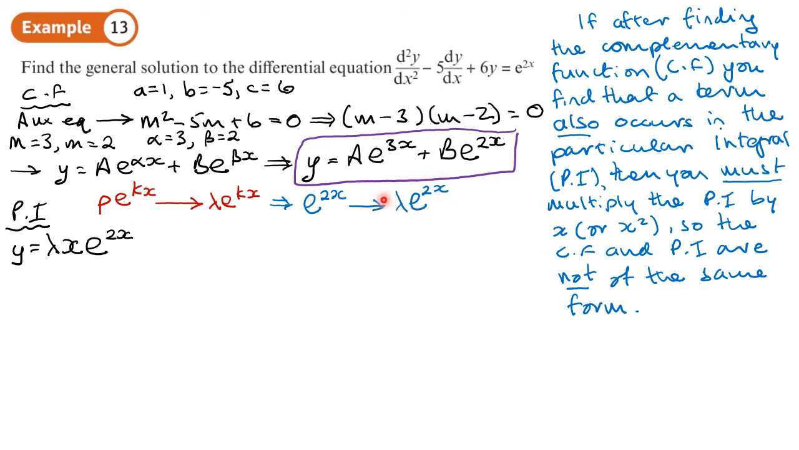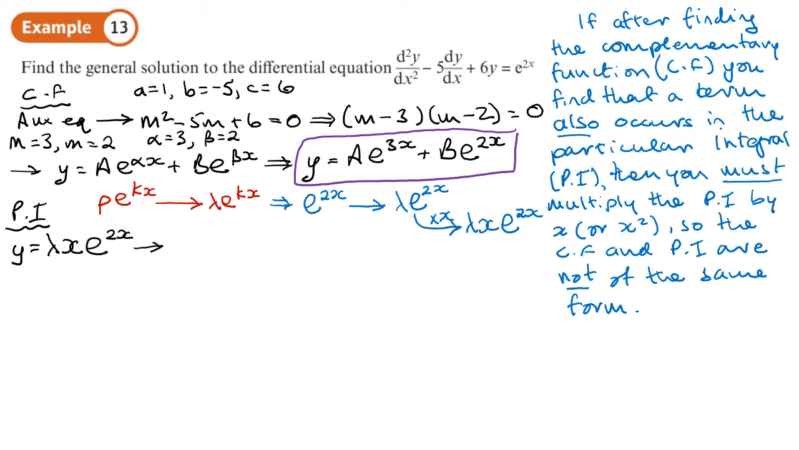Once you write down your particular integral, look to see whether that particular integral appears in the complementary function. In my case it does. So to stop having the same term in both, which we can't allow to happen because they could end up cancelling out, or you could end up putting them together, that would be wrong. We've got to multiply our particular integral by x, which is what I did. Then I'll get this lambda x e to the 2x. So that's what I use, not just lambda x.